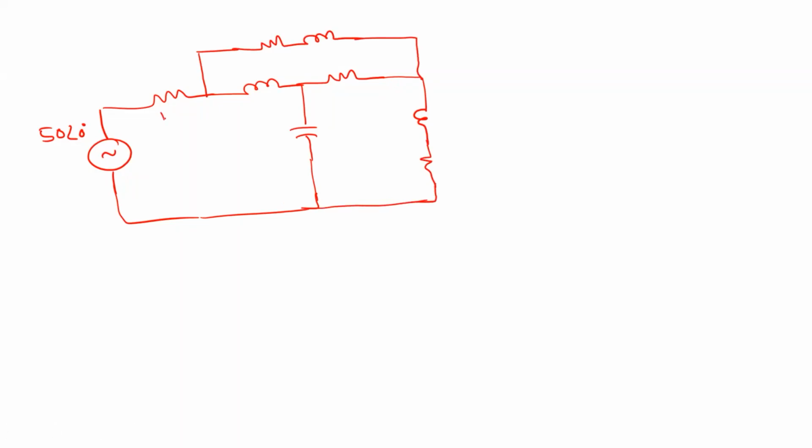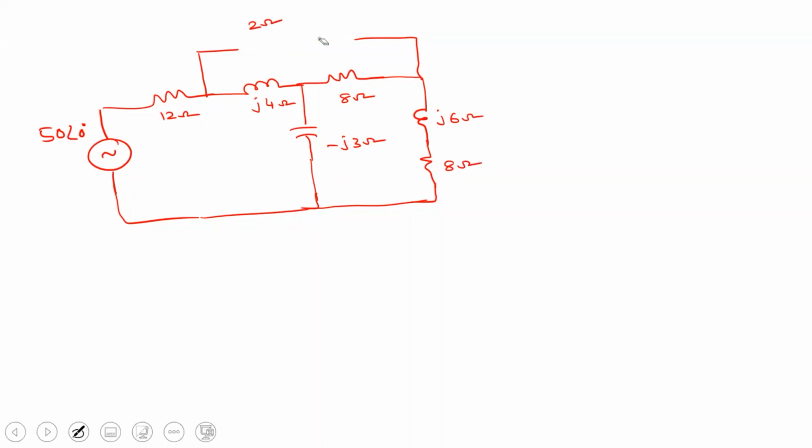Say this is 12 ohm and this is J4 ohm. This is 8 ohm and this is minus J3 ohm, right? And this is J6 ohm. And this is 8 ohm. This is 2 ohm. And this is inductor actually. So this one is capacitor. So minus J4 ohm.